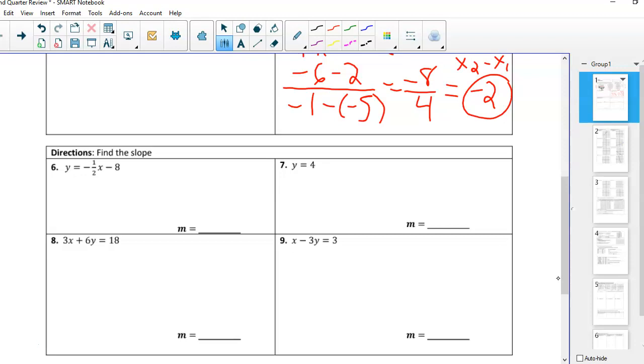We'll do one more base. For 6, what's our slope? -1/2. It's already in slope-intercept form. You don't have to do anything except know which one is the slope. For types of questions like 7, it's asking for the slope, so you shouldn't put 4 in here. Your answer for those type of questions should be 0 or undefined.